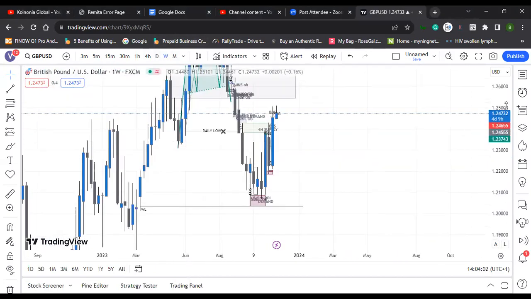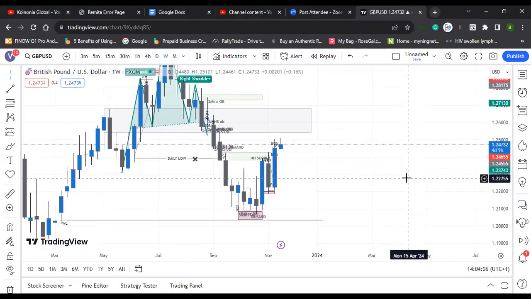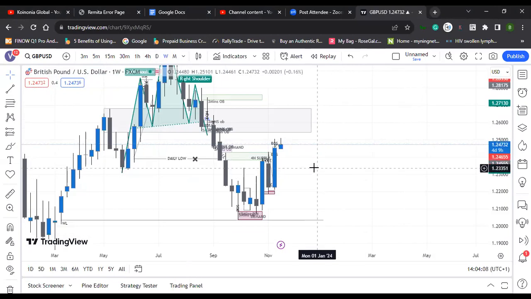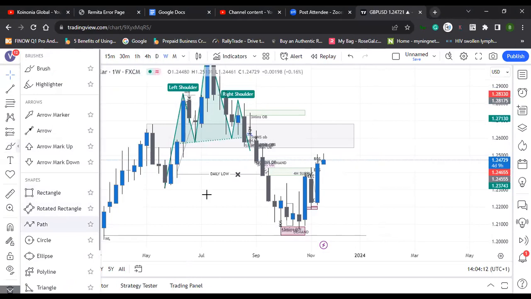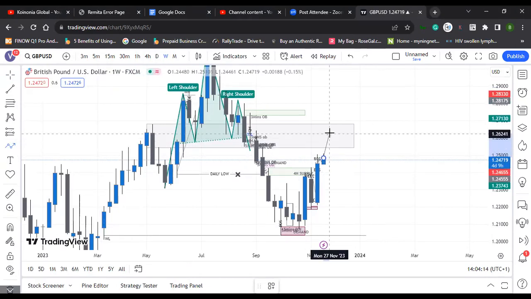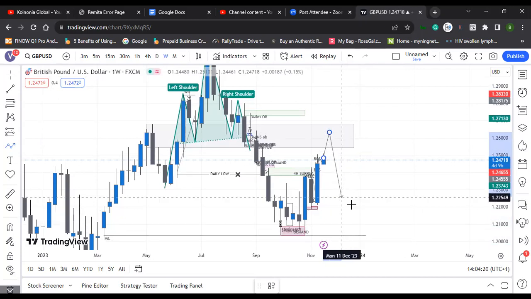So from the weekly, we can see that this guy has been giving us a bearish move, right? Yes, it has been giving us a bearish move. And in all honesty, I still expect price to tap into this zone before giving us a sell-off. Yes, I expect price to tap into this zone before giving us a sell-off.